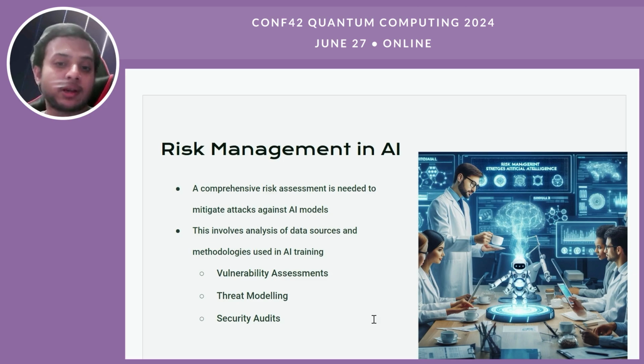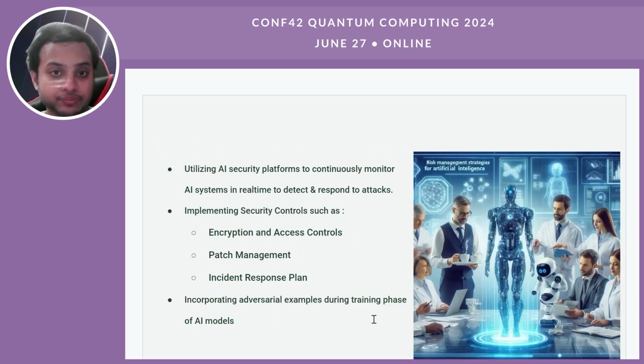Adversarial training basically teaches AI systems to recognize and understand deceptive inputs, enhancing their robustness. Utilizing AI security platforms to continuously monitor real-time attacks is of paramount importance. Here we have different example security controls, such as encryption and access controls that we were previously talking about. An incident response plan is also of paramount importance, because one needs to be ready to understand the path one would take if a specific attack happens.